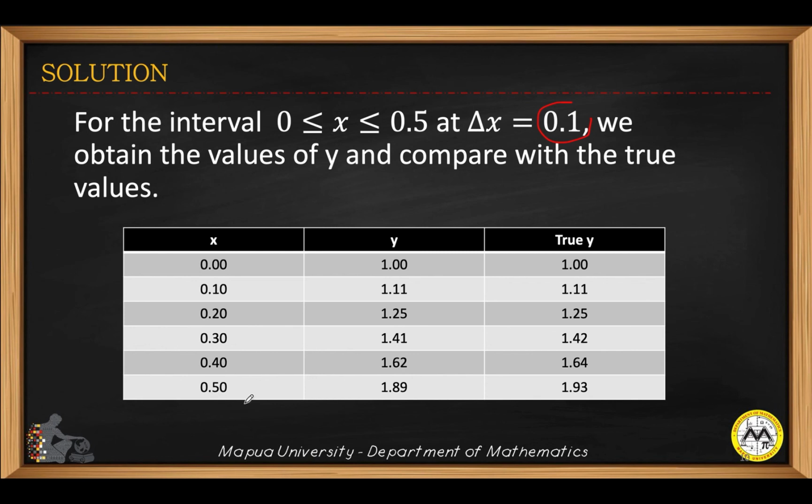Okay, so as you can see, at 0.5 we have 1.89, that is quite close to 1.93. Now, if you want to increase the accuracy, you may increase the degree of the polynomial.